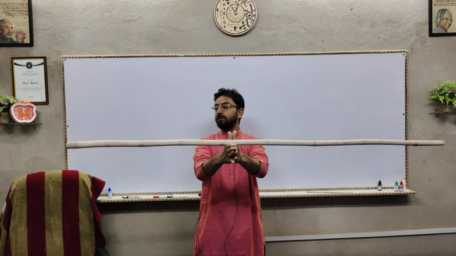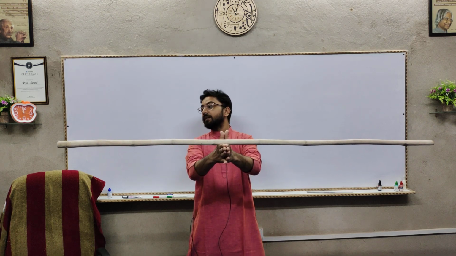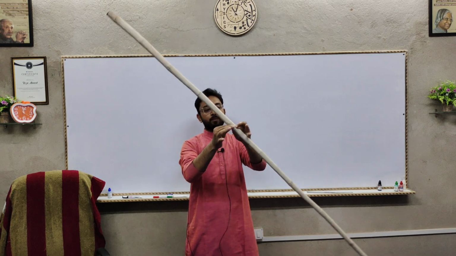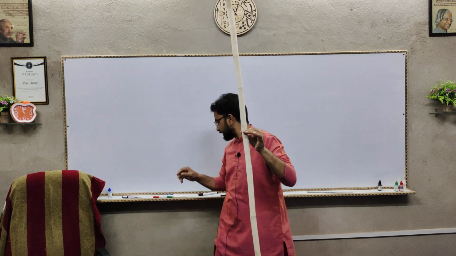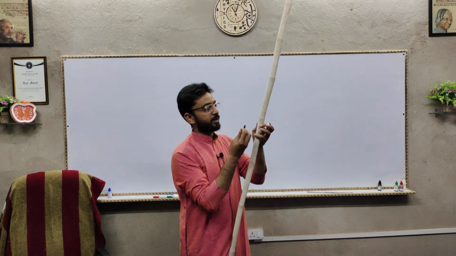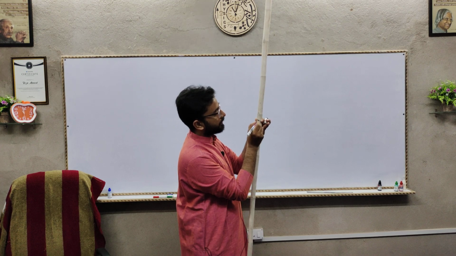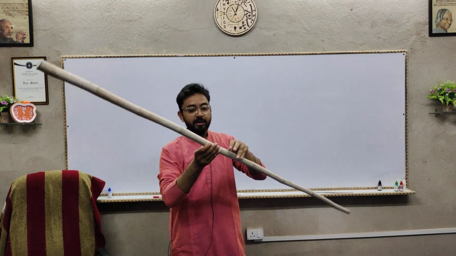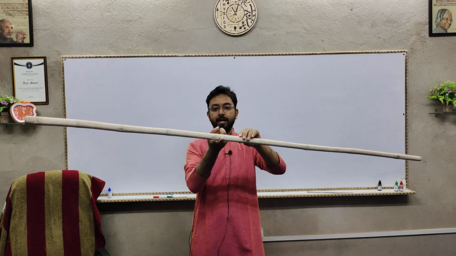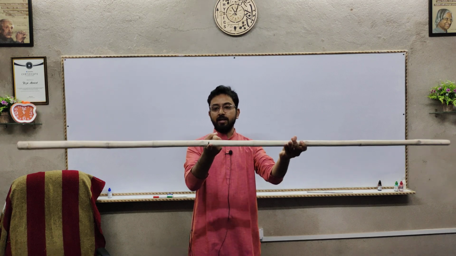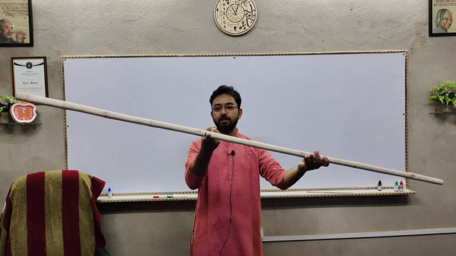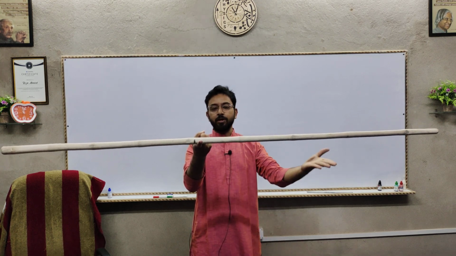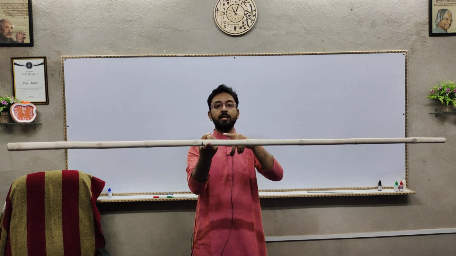One more thing you observe: this part is thicker and this part is thinner. Let me hold the center of mass. This is the center of mass. Let me mark it. This point is our center of mass. At this point I can balance my stick. See, it is balancing, isn't it? Let me balance it once again. Yes, at this point I can balance my stick. So this is our center of mass.